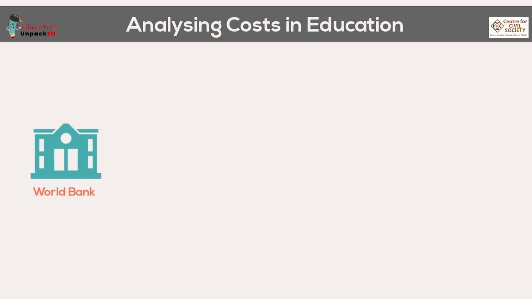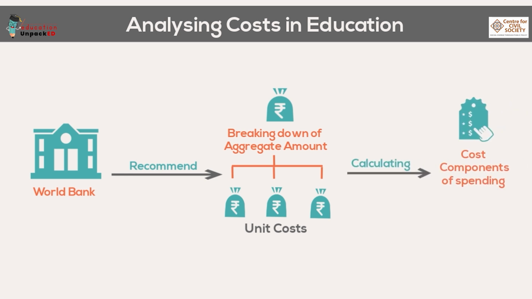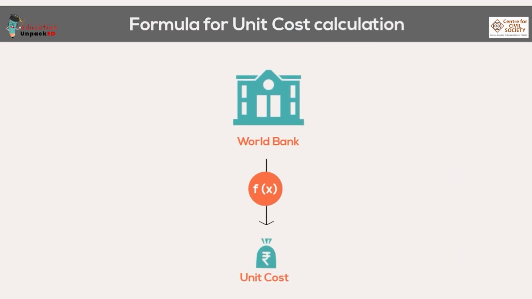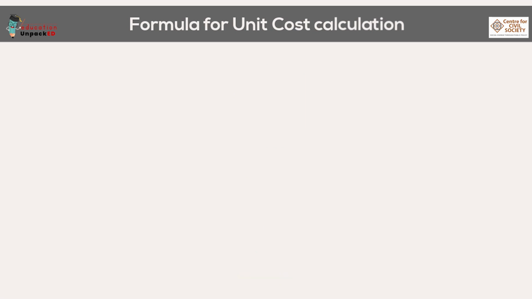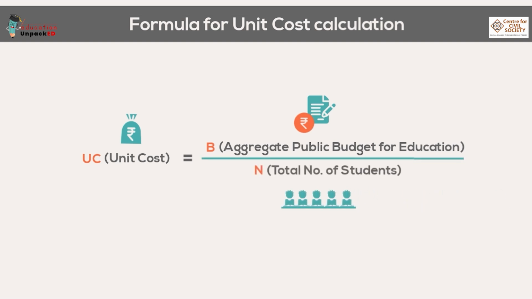Education economists at the World Bank recommend that it is good to complement the breaking down of aggregate amounts to unit costs by dividing it by the number of units, by also calculating cost components of spending to arrive at an aggregate estimate. The formula that the World Bank provides for calculating unit cost is simple. The formula states that the unit cost, or UC, is equal to the aggregate public budget, that is B, for education, divided by the total number of students, N.